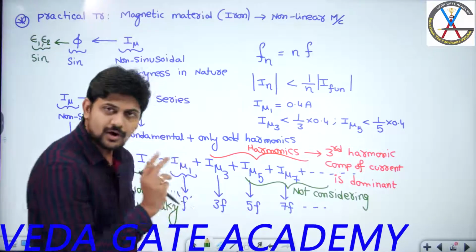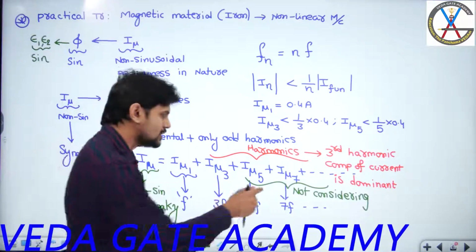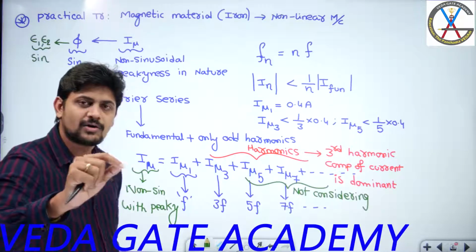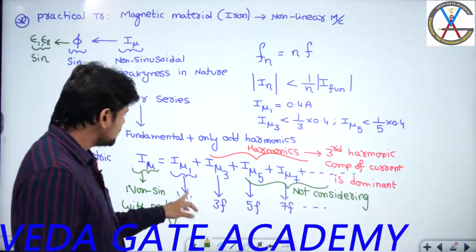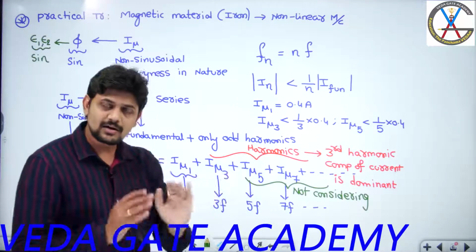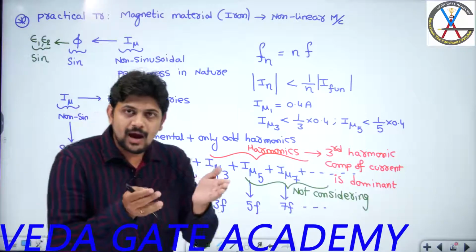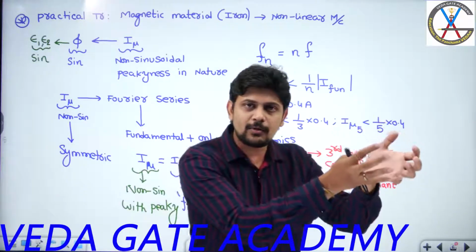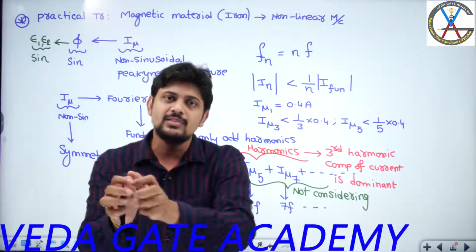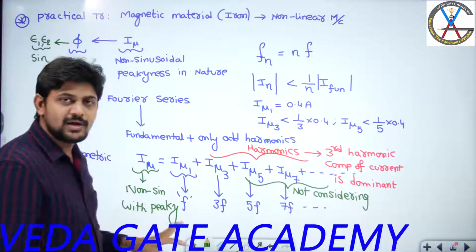Third harmonic component of current is also sinusoidal. Fifth harmonic component of current is also a pure sinusoidal. Seventh harmonic, every individual harmonic component of current is sinusoidal. The only difference is that compared to the fundamental, they have different frequencies as well as different magnitudes. But individual harmonic components are sinusoidal in nature. Now, if I add those individual sinusoidal harmonic components of current to the fundamental component of current, the resultant I mu which we get is non-sinusoidal with peakiness in nature.